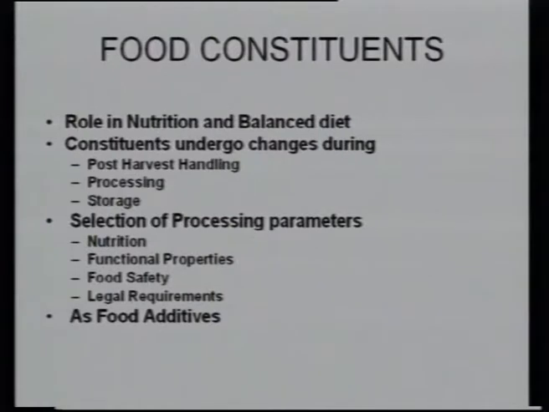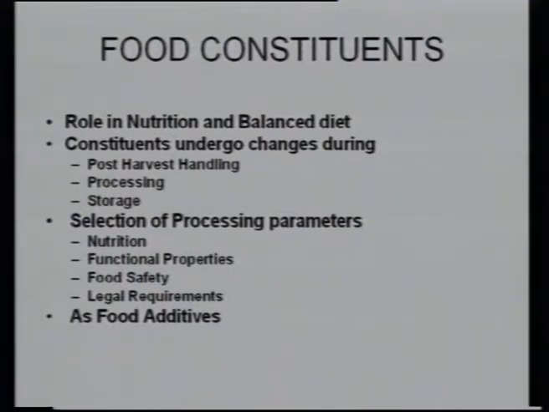So the knowledge of food constituents helps us in giving the nutritional status of the food and in the preparation of a balanced diet. The other importance of food constituents is that constituents undergo changes. Carbohydrate goes into a simpler form, and proteins also change into simpler forms. So during post-harvest handling, processing and storage, these constituents undergo changes. We should know what type of changes take place. There could be some good changes, and there could be some bad changes also.